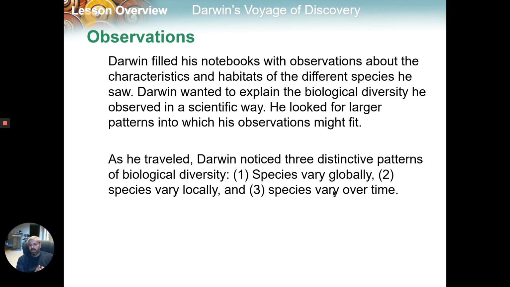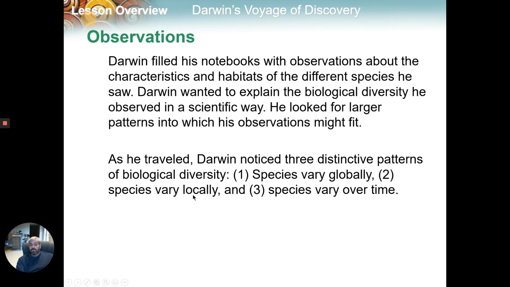At that time, they didn't have the advanced technology that we have today. Okay, so species can vary globally. We know that. There are different animals in different places in the world, and they are actually designed to live in those areas because they've been there for a long time. And their populations will change over time if the environment changes.